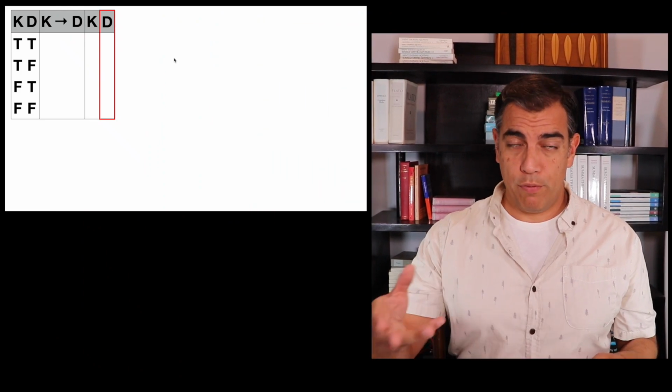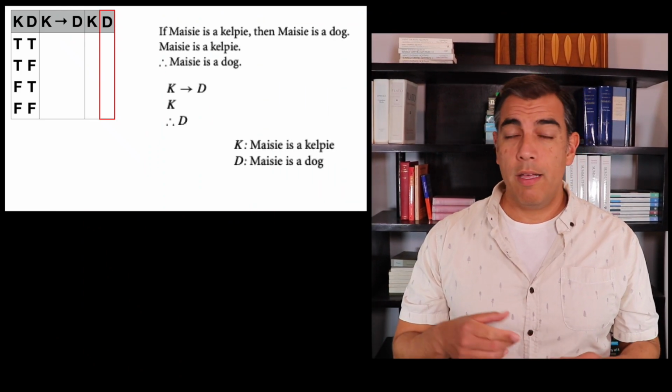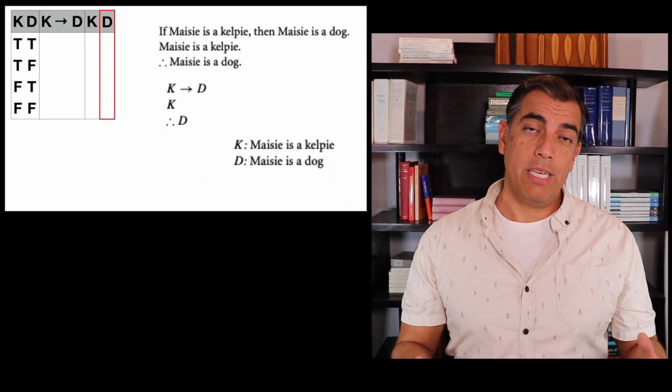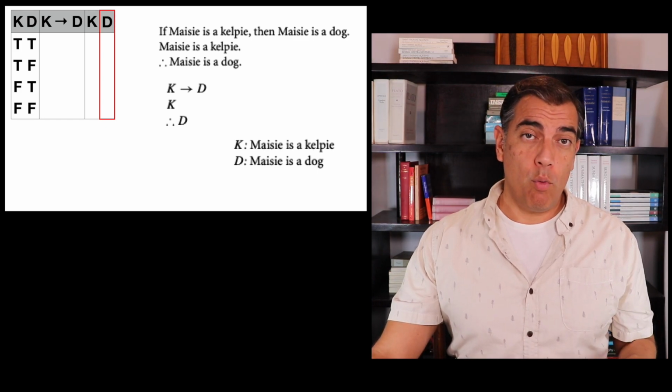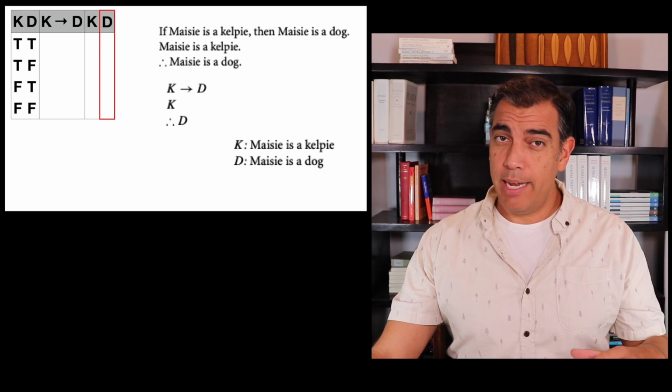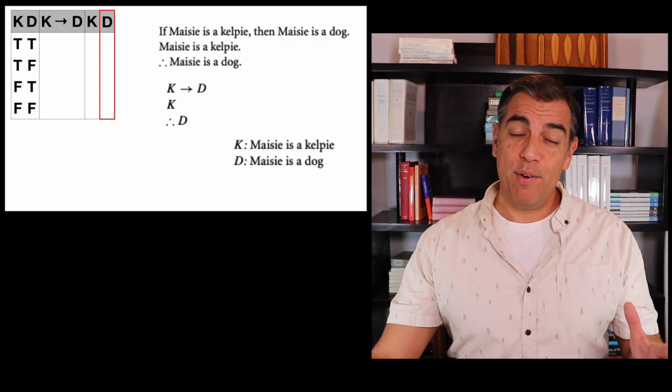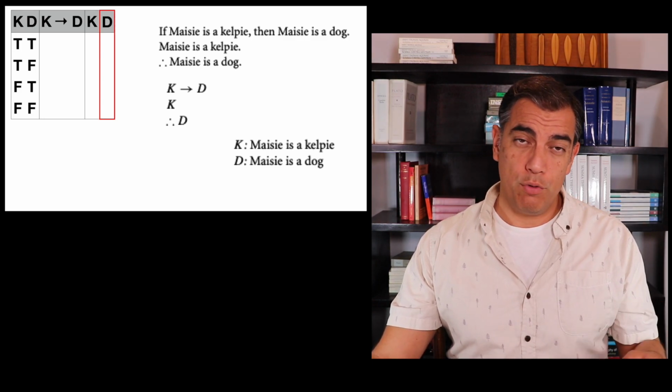Here's our first example from the chapter. If Maisie is a Kelpie, then Maisie is a dog. Maisie is a Kelpie, therefore Maisie is a dog. So we'll have K stand for Maisie is a Kelpie, D stand for Maisie is a dog. Here I've listed out all the possible combinations of truth values.